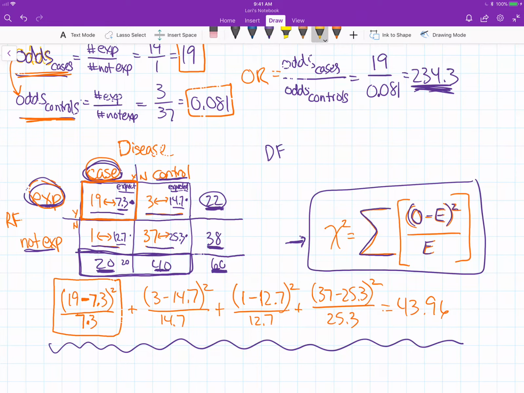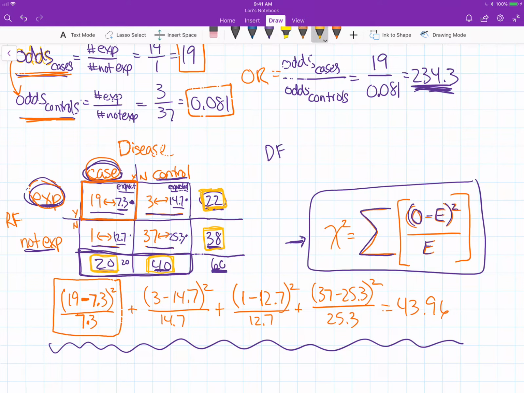Let me pick a different color. If my row and column totals are considered to be fixed, so let's say I know that the total of this row is 22, the total of this row is 38, the total of this column is 40, and the total of this column is 20. How many of the numbers inside of that 2 by 2 cells are free to change, to be considered free to be any number?